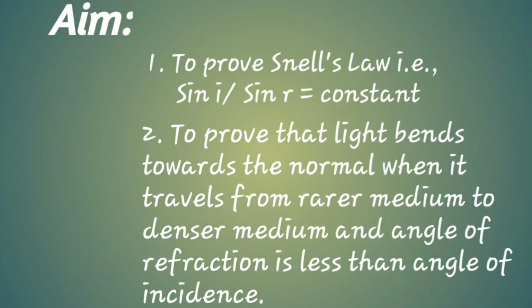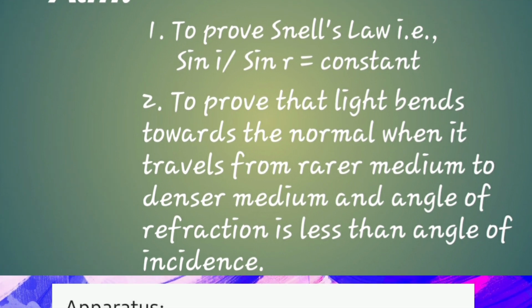So the aim of the activity is to prove Snell's law, that is sin i by sin r is a constant, and we will also prove that the light bends towards the normal when it travels from a rarer medium to a denser medium, and the angle of refraction is less than the angle of incidence.